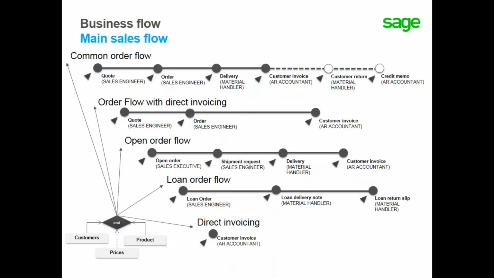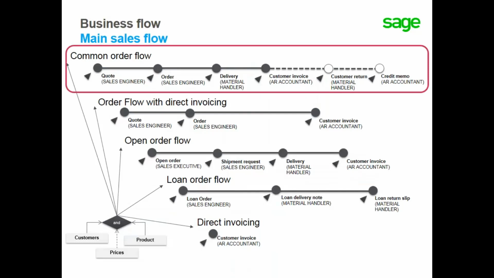There are various sales flows available in your system. Normal order flow. This is the most complete flow. It concerns all the elements managed from the quote right through the customer invoicing. It can be initiated from the quote, from the order, or even from the shipment. If necessary, this flow could be linked to a customer return and a credit memo.